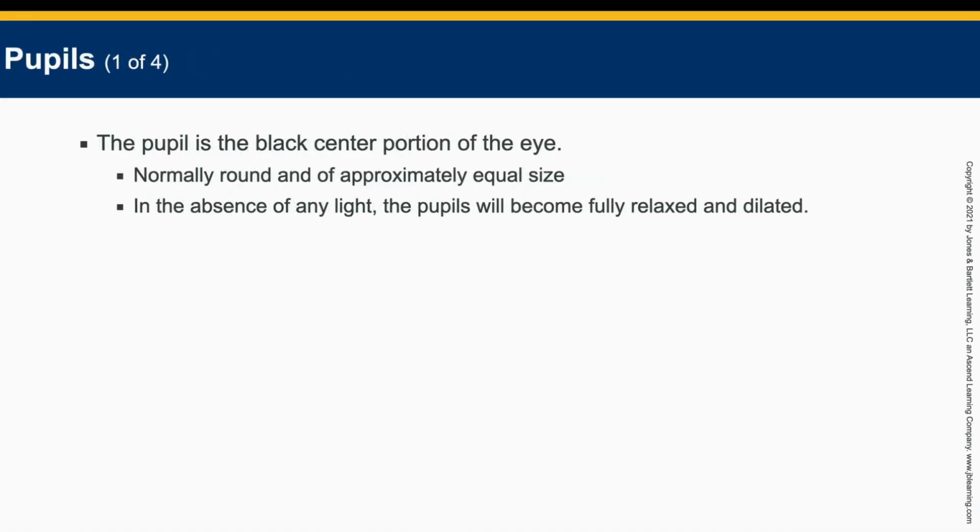Another part of the neuro assessment is the patient's pupils. The pupil is the black center portion of the eye that allows light to enter. Pupils help control how much light reaches the back of the eye. Under normal conditions, pupils are round and approximately equal in size. Pupils also respond to light. When light is present, the pupils constrict or get smaller. When there's little or no light, the pupils relax and dilate, meaning they become larger. Observing the size, shape, and reaction to light from the pupils can give us important clues about a patient's neurologic status or potential for head injury.